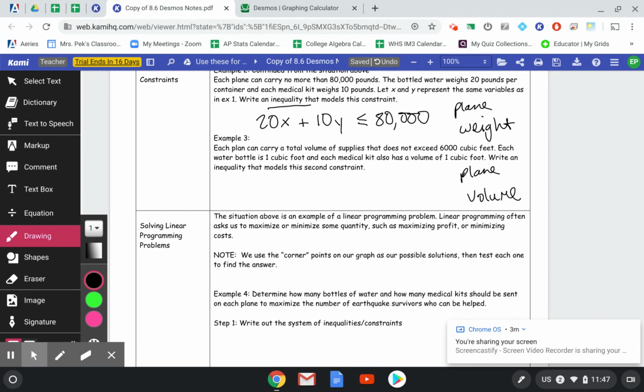Each plane, oops, that's supposed to say plane, not plan, can carry a total volume of supplies that does not exceed 6,000 cubic feet. Each water bottle container is 1 cubic foot, and each medical kit also has a volume of 1 cubic foot. So they made it pretty simple for us. So 1 cubic foot for each container of bottled water, plus 1 cubic foot for each medical kit. All those cubic feet, when we take into consideration how many medical kits and how many containers of water we're sending, cannot exceed, so again, less than or equal to 6,000 cubic feet.